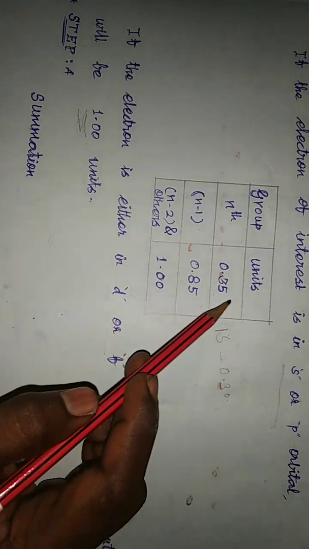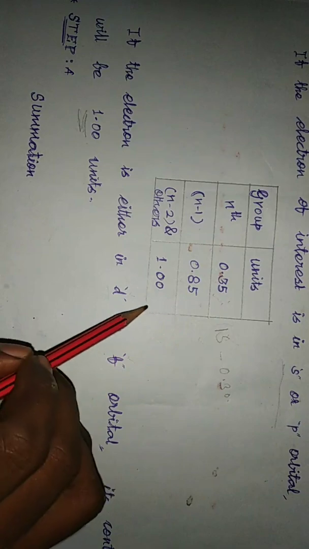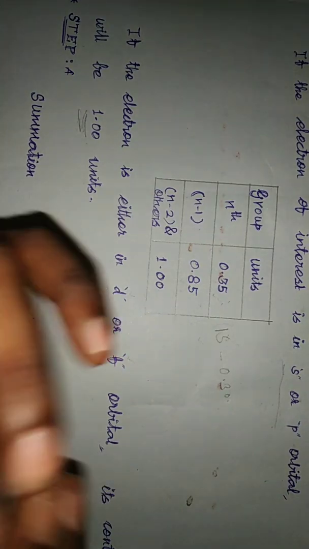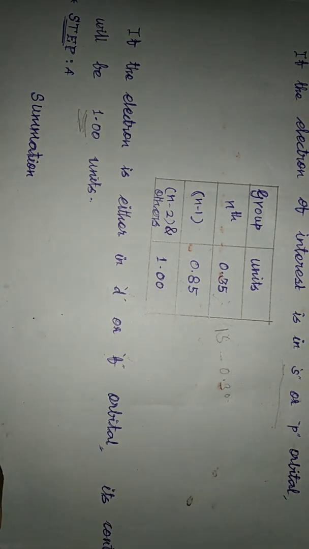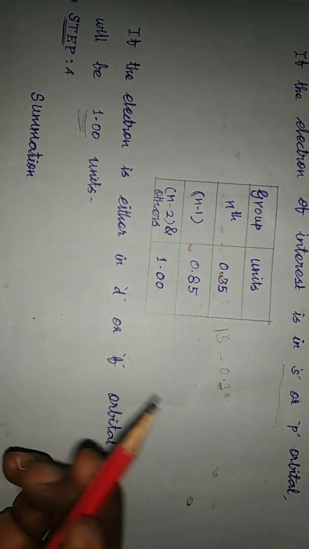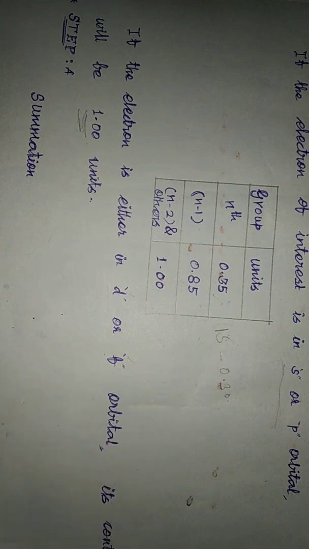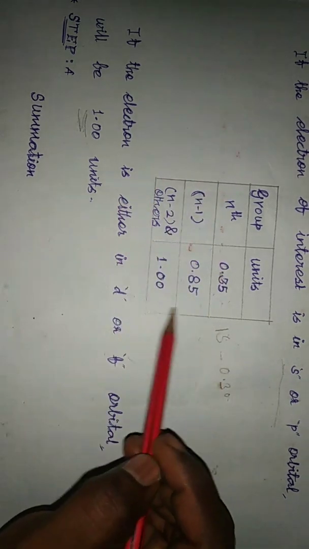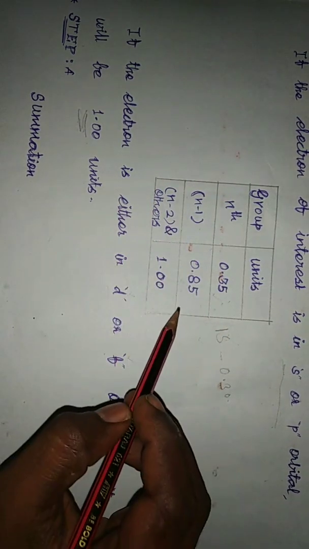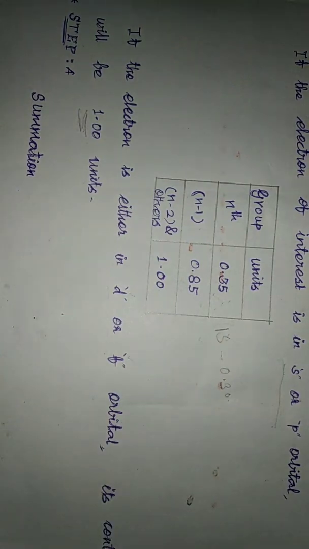Okay, then step number 4 is summation. Here, all the values we got by multiplying, we have to add to calculate the S value. So these are the 4 steps involved in the calculation of the S value. What is step 1? We have to write the electronic configuration and grouping should take place. Then in step 2, we have to identify the group in which the electron of interest is present. Then step 3, we have to multiply with these values 0.35, 0.85 and 1. Then step 4 is summation.